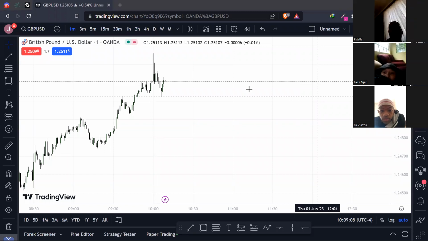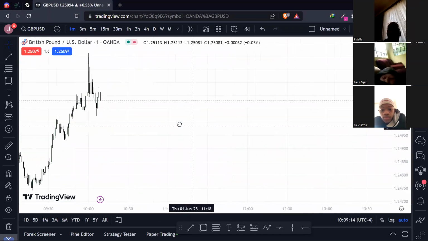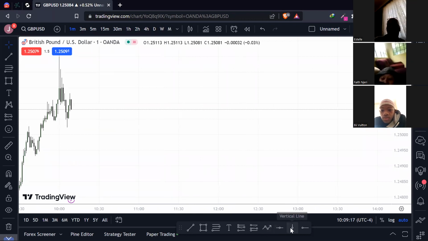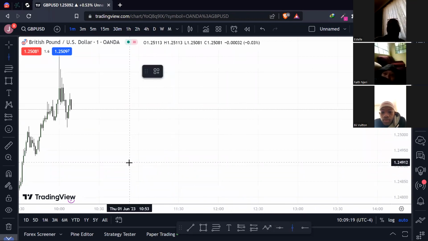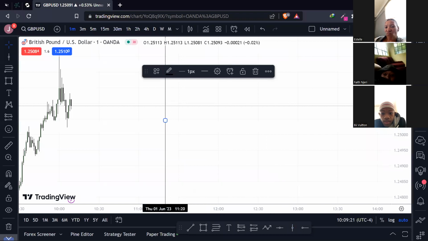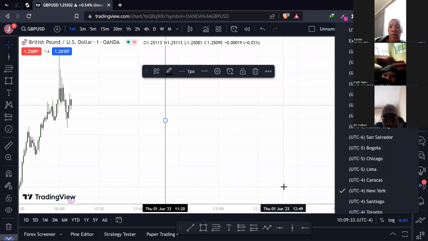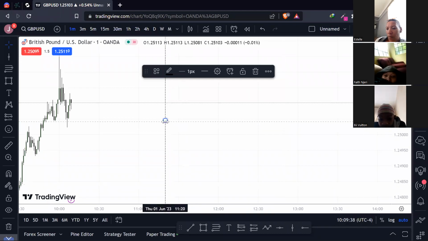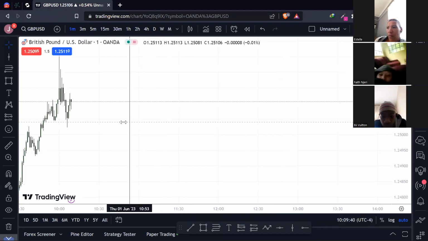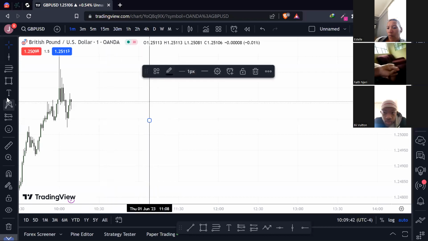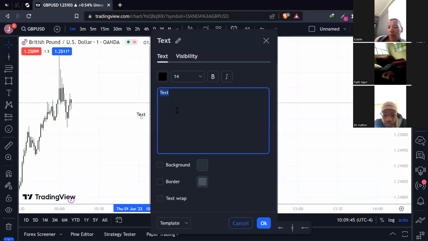All right, so we're gonna start our entry model. The basic thing is, our entry model is from 10. So you need to change your time to UTC -4, New York time. Our entry model will be on New York time, UTC -4, so I'll be showing you the time on UTC -4. In UTC -4 New York time, from 10. So this is 10 a.m.